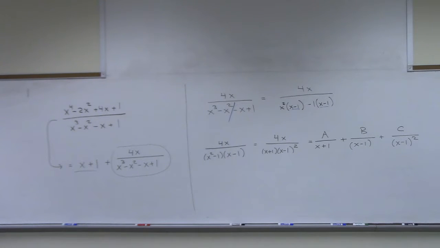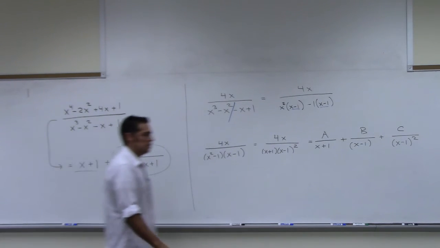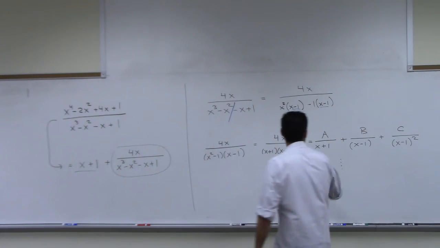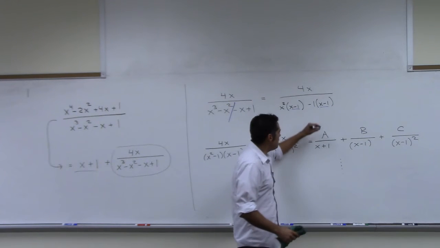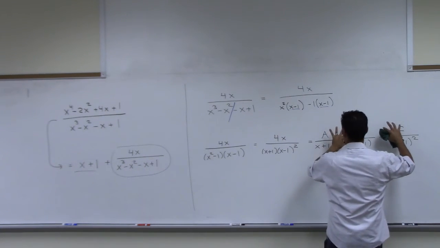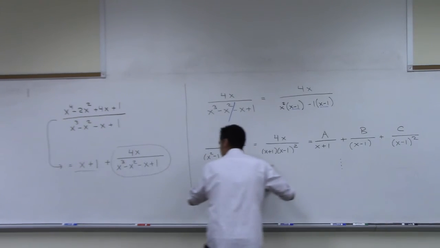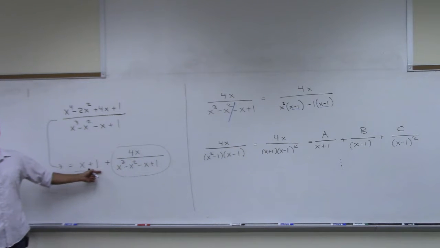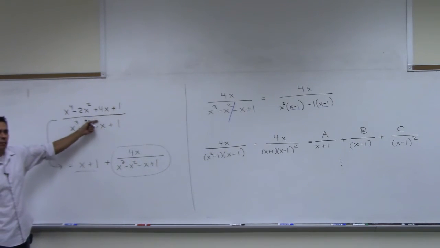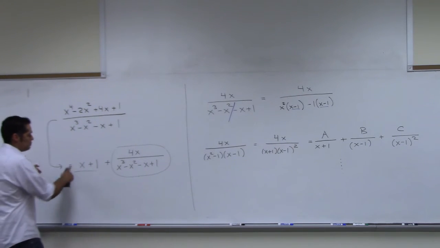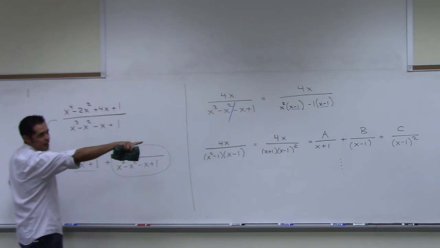All right, I only have 8 minutes. I'm not going to continue this problem. But remember, whatever you get from this, you're going to find an A and a B and a C, and then this answer gets put right there, okay? And you still have x plus 1 in front of it. That would be your final rewriting of this: x plus 1 plus those three fractions.